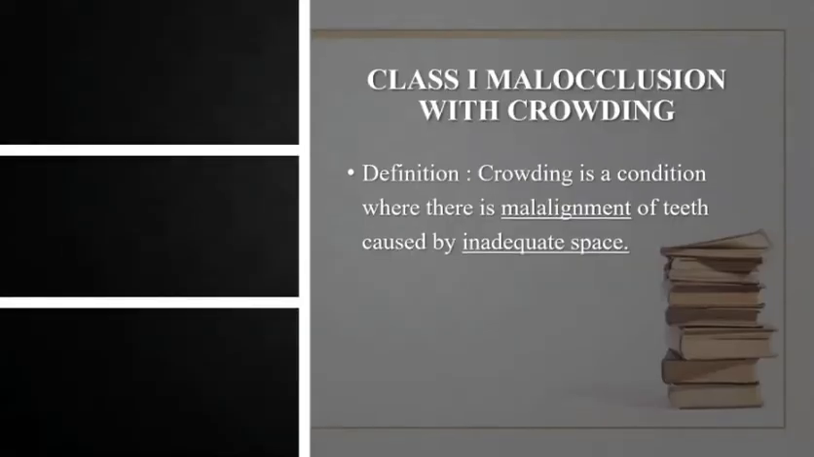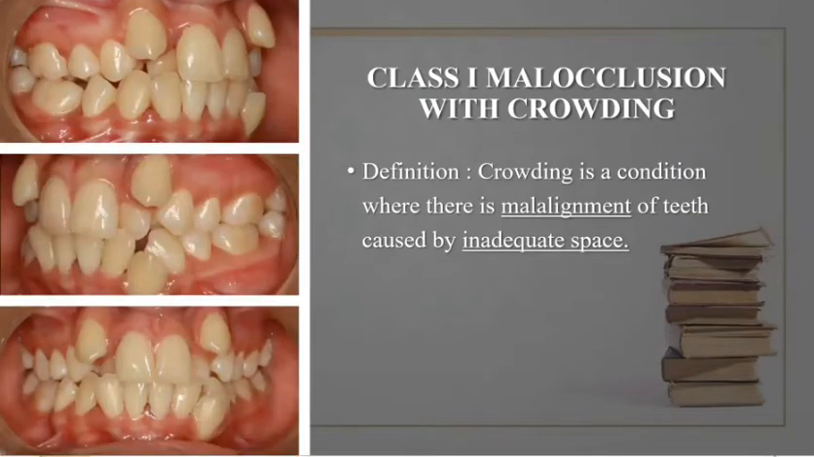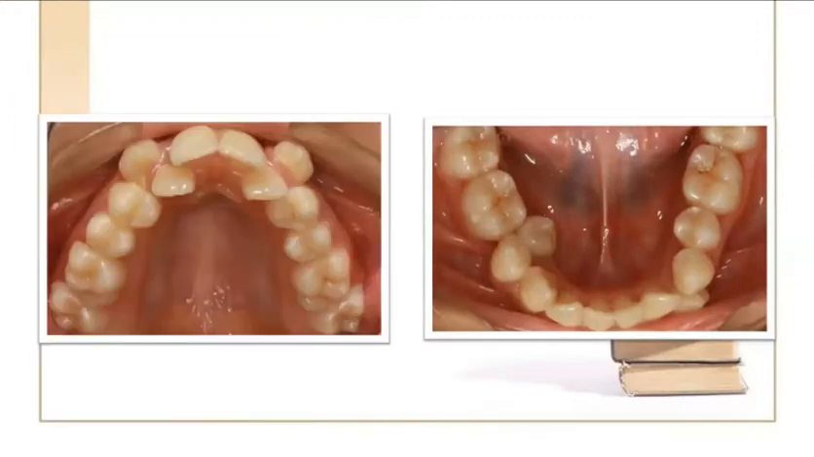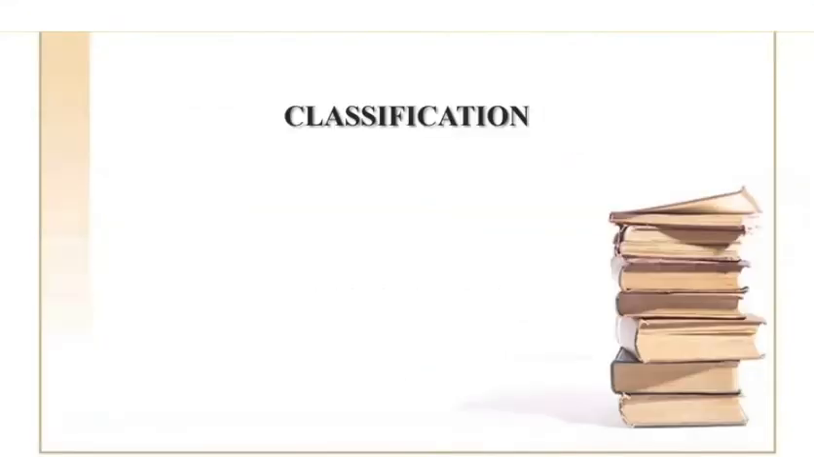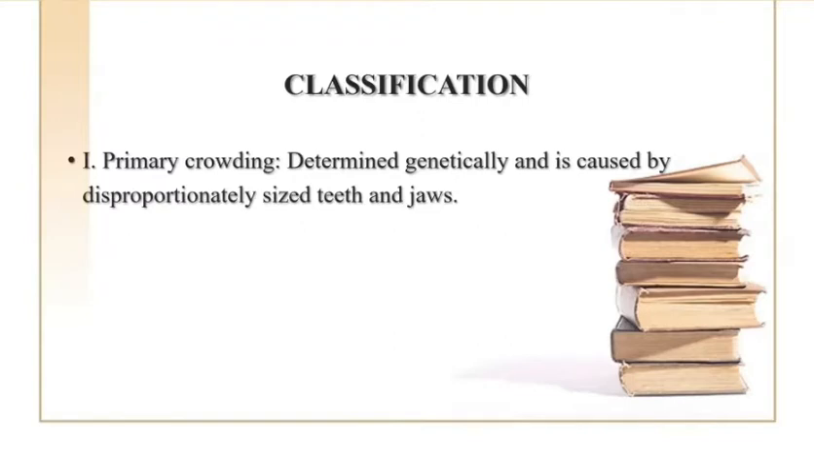Crowding. Crowding is a condition where there is a malalignment of teeth caused by inadequate space. In this diagram, you can see malalignment of teeth due to inadequate space. Coming to the classification, it is classified into three types: primary crowding, secondary crowding, and tertiary crowding.